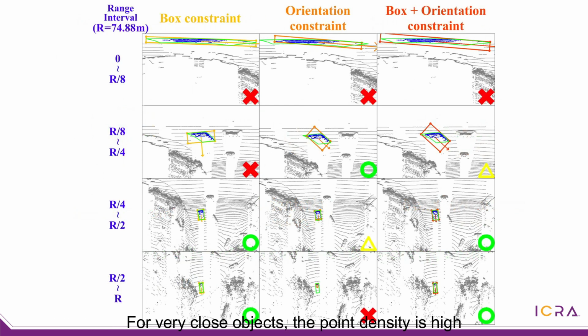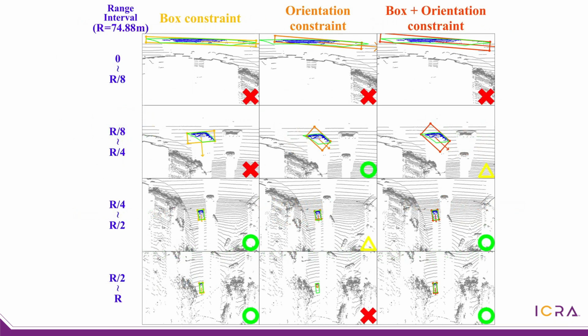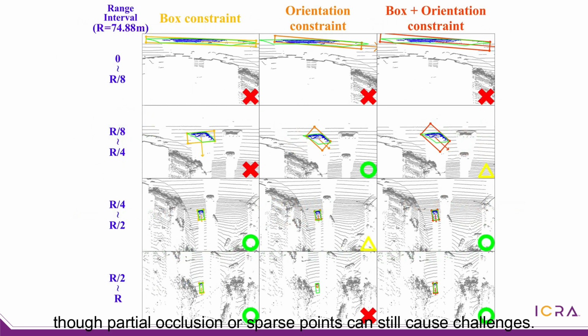For very close objects, the point density is high and objects occupy many pixels. This makes it difficult for any single bounding box definition to approximate their shape accurately. For near-to-midfield objects, the network tends to rely more on features at the object level to infer orientation, so applying the orientation constraint leads to a more appropriate definition. For midfield objects, the distortion is minimal and the shapes are similar to Cartesian boxes. Both the box and orientation constraints work well, though partial occlusion or sparse points can still cause challenges.